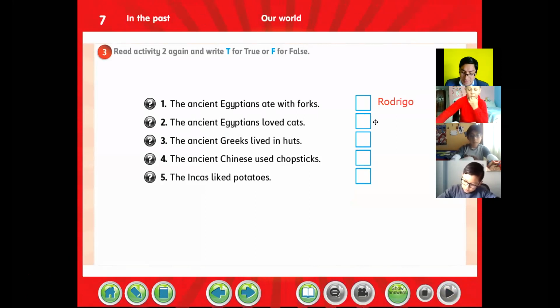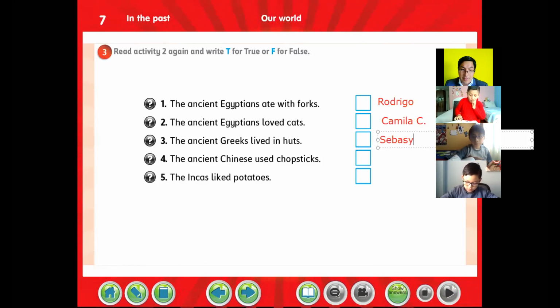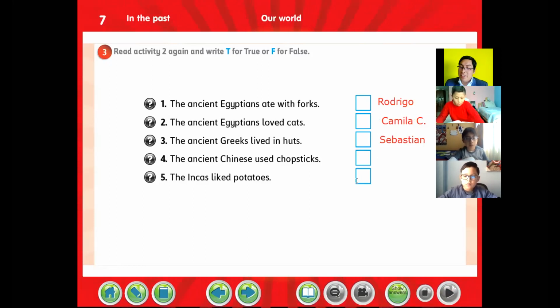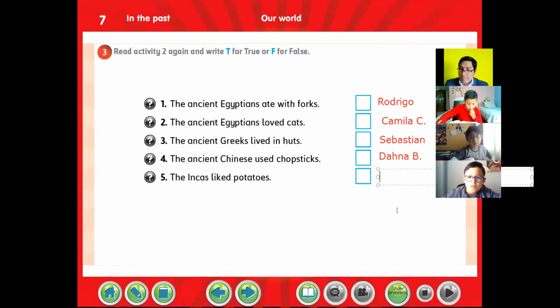True or false? The ancient Greeks live in huts. The ancient Chinese used chopsticks. The Incas liked potatoes. No, is it true or is it false? Easy, no? Easy this part. Rodrigo, did you finish, no?